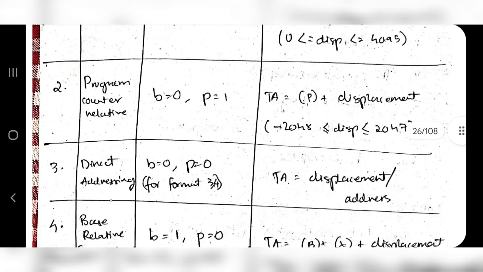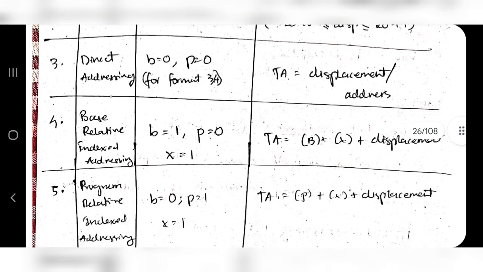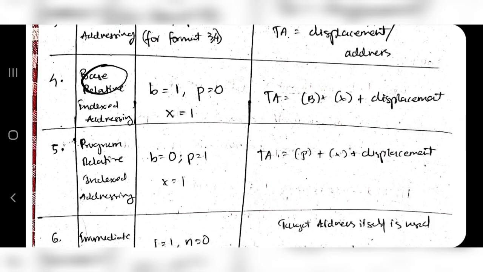If it is PC relative, whatever is in the PC register, the program counter register, that value will be added with the displacement and that will be the target address. Okay, direct addressing, B is equal to 0, P is equal to 0, so that will be just the displacement, means directly it is the target address only, nothing added or subtracted. Okay, now base relative as well as indexed.